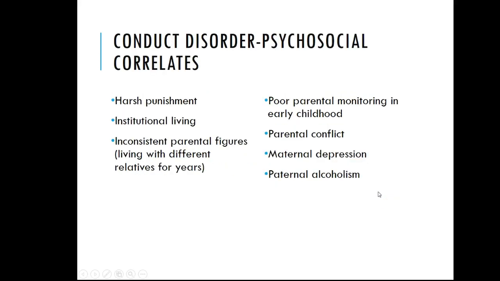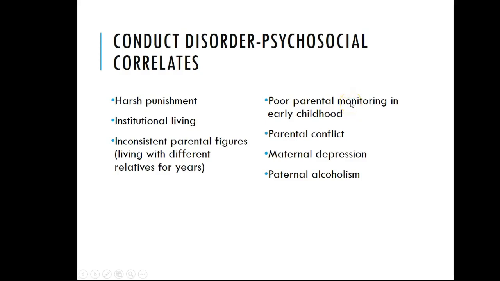So let's look at the psychosocial correlates of conduct disorder. We do see that usage of harsher punishment during childhood has been the first psychosocial correlate, followed up with institutional living, so living in an orphanage home or an extended care home, or living with grandparents or in different settings, relocating over and over, followed up with inconsistent parental figures, so having several parental role models within your life. It could be in the form of father figure or mother figure, or living with different relatives for years and relocating constantly. So I think institutional living and inconsistent parental figures kind of go hand in hand, being one psychosocial correlate.